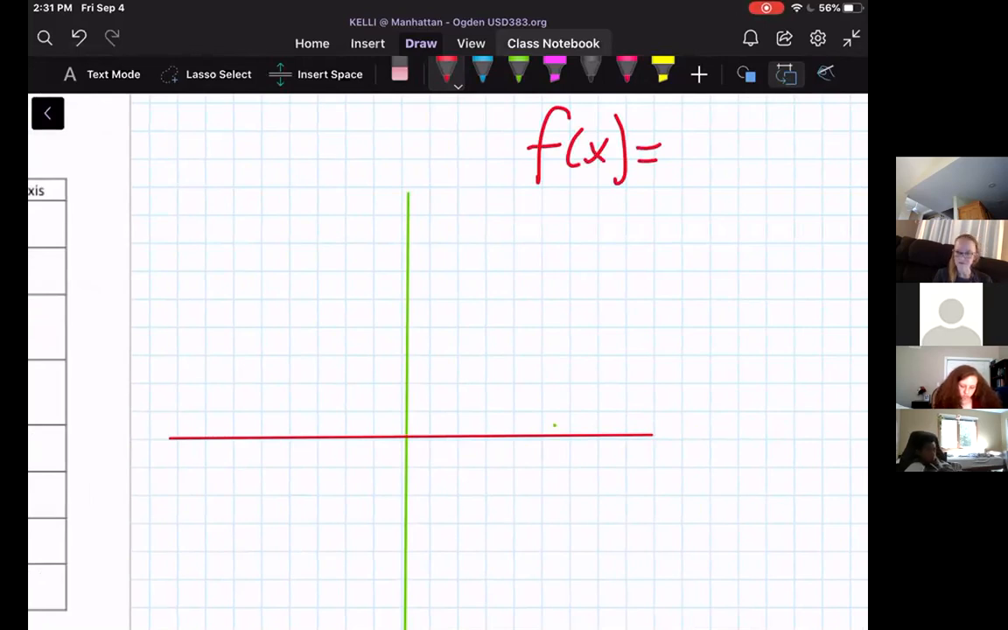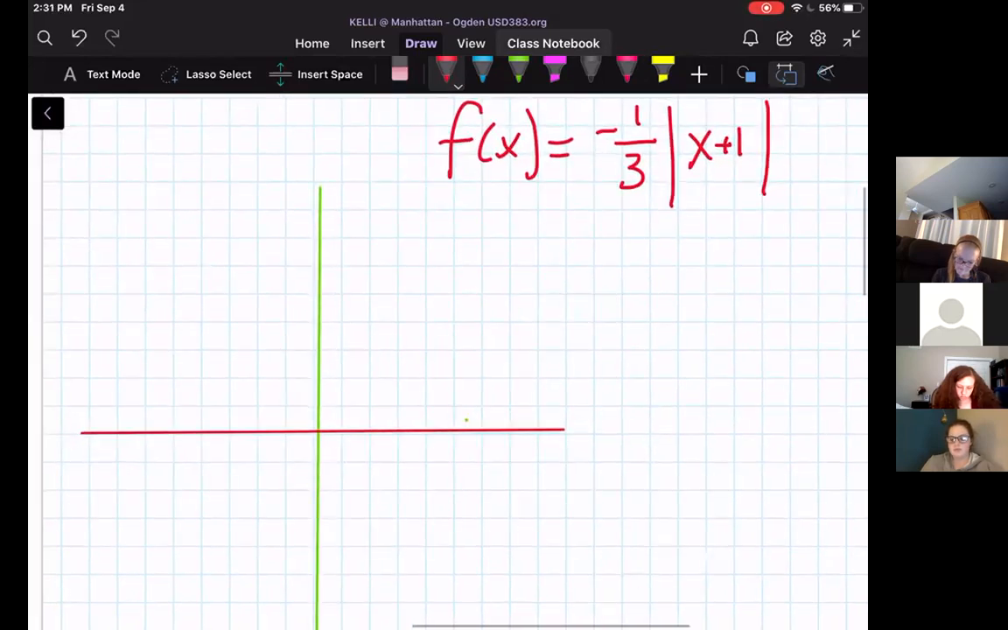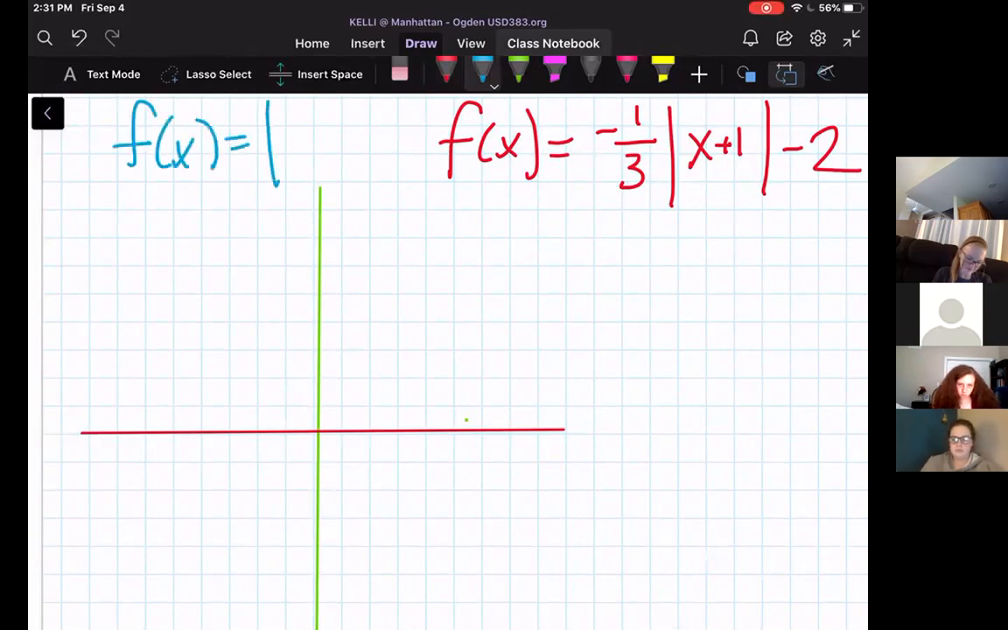I'm going to pick on somebody to be a spokesperson here. What was it? Negative 1/3 absolute value x plus 1 and then minus 2. Okay, so knowing what we know, we're trying to start with the parent function of this. What kind of shape does that blue one make?